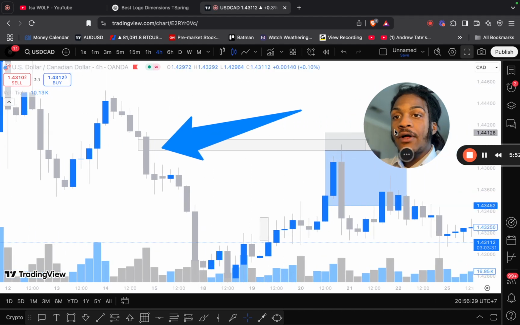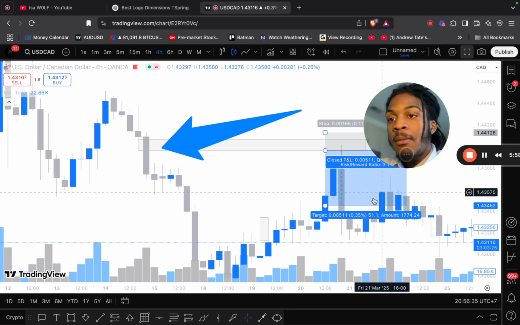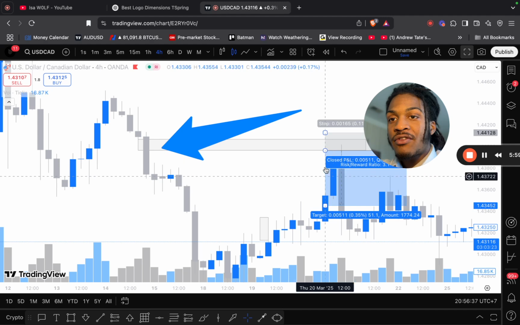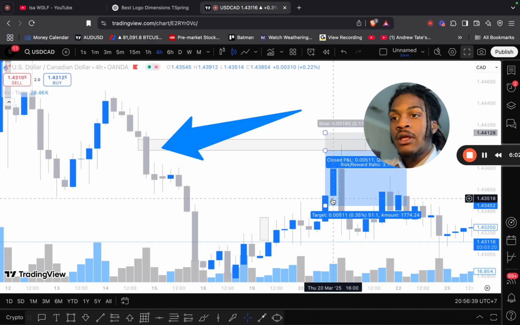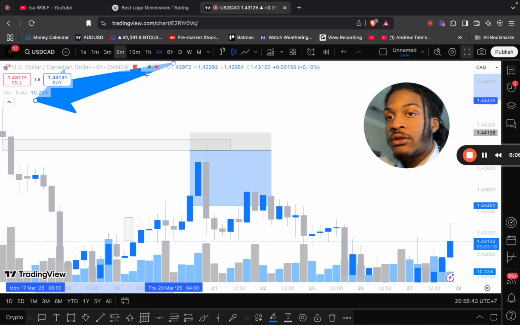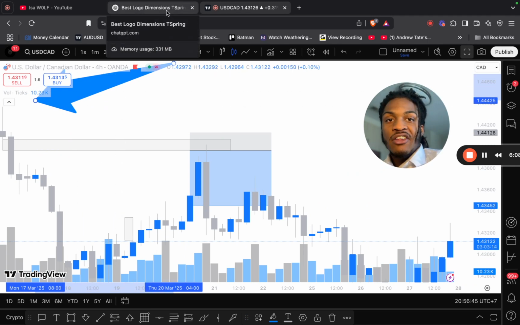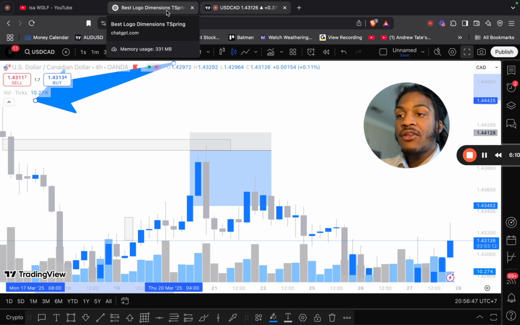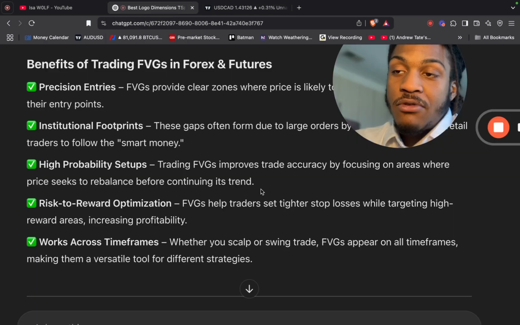Institutions don't have a lot of drawdown; they just tap and go into zones, especially fair value gaps. That's why I like trading fair value gaps, because my price isn't going to just hang out in my entry. Instead, it's going to tap into my entry and have an immediate push down. That's why you'll see online, everybody has those clean sniper trades. It's basically like sniper trading in a way.